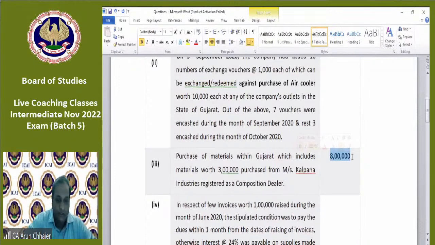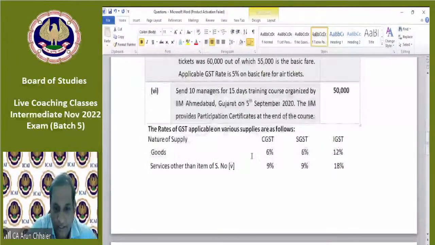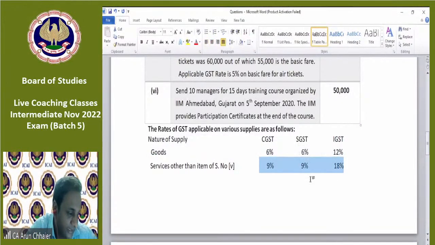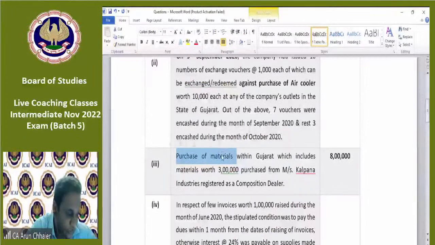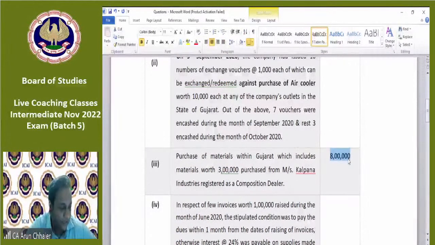Let me tell you, the rate of the taxes on goods is 12%, 6 plus 6, and the rate on services is 18%. In this example, the purchase of the material is goods, so the rate of the taxes would be 12%. Pooja, is it completely composition? The purchase of the goods is total 8 lakh rupees. How much pertains to composition? Only 3 lakh.